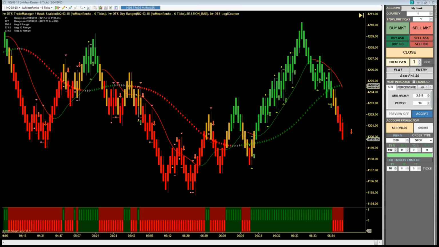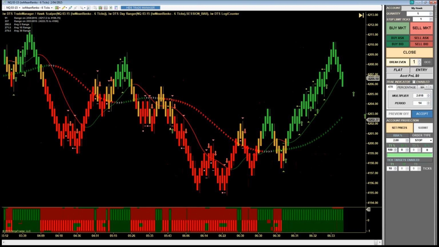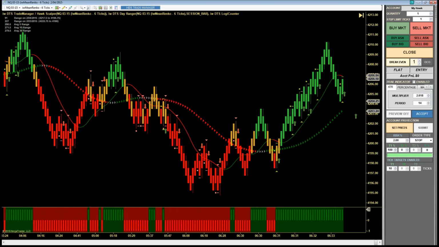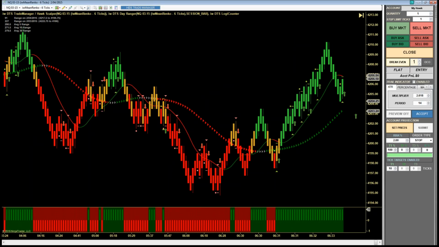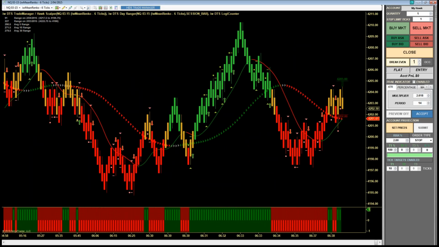Okay, so here on the Hawk, I know we're in a choppy zone because look at the bar colors. There's no consistency here. We're getting a lot of yellow bars. Our filter is breaking up. That's telling me that this is not a prime time to be trading. In fact, what you could do is just highlight this whole trading range and say, well, I'm going to avoid this market until we get outside of this range. So the Hawk is very, very good at identifying choppiness.